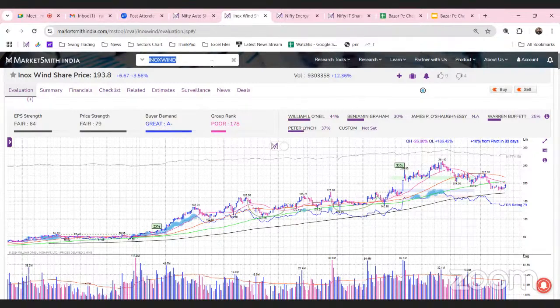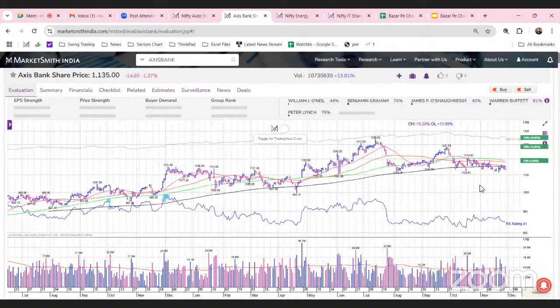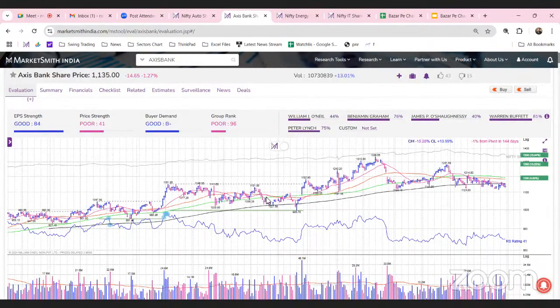Okay. Axis Bank. Axis Bank and ACC. Okay, I'm taking Axis Bank then. May I take? Okay. Yes, please, I'm taking some of the stocks.